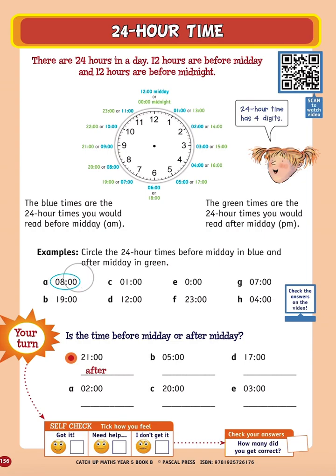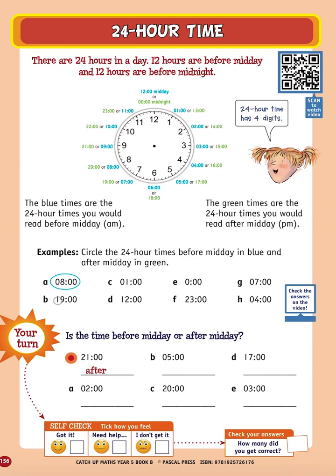08 with 2 zeros. So you would read that 0800. That's how you read 24-hour time. So you've got 08 and 100. So you look here. 0800 would be, is that before 12? Is that smaller than 12 here? It is. So that is before midday.